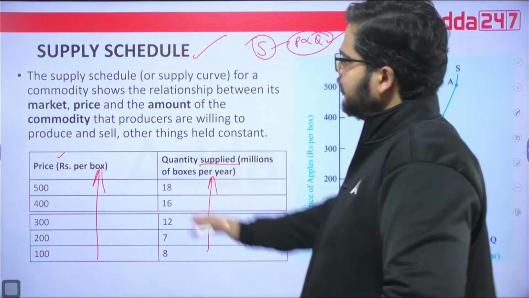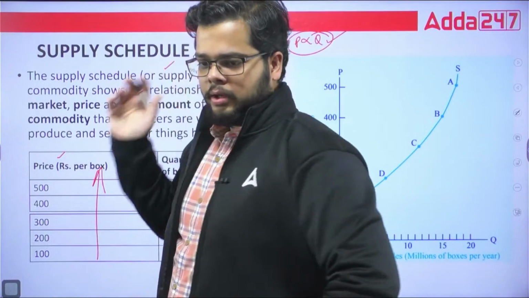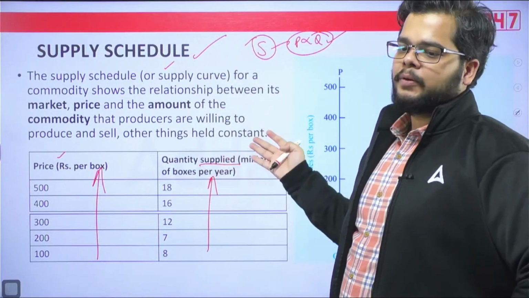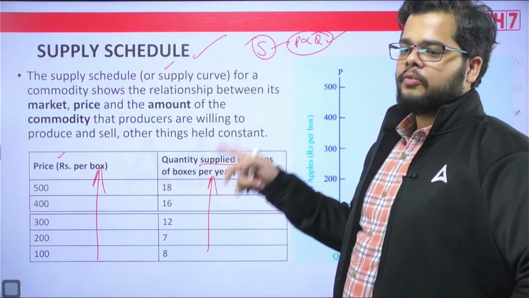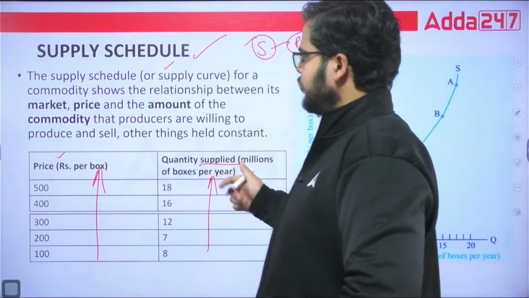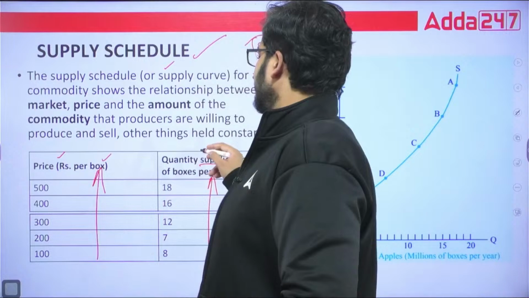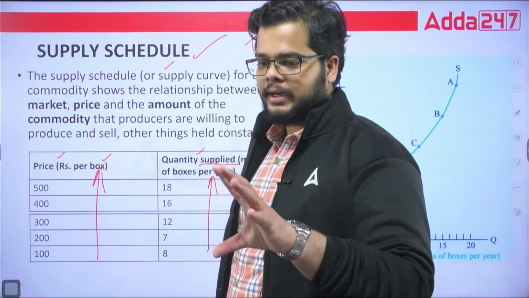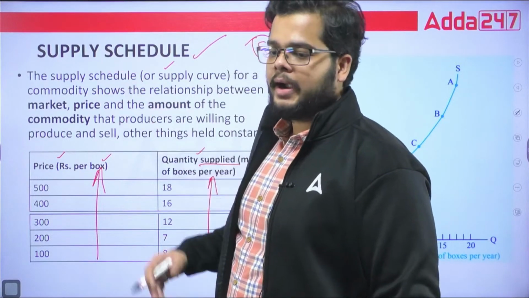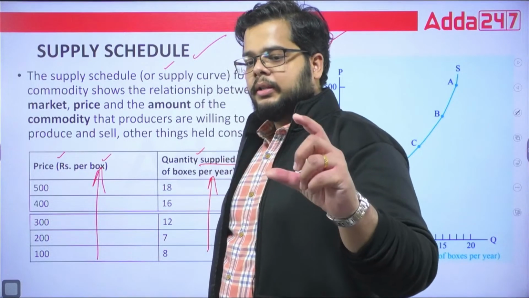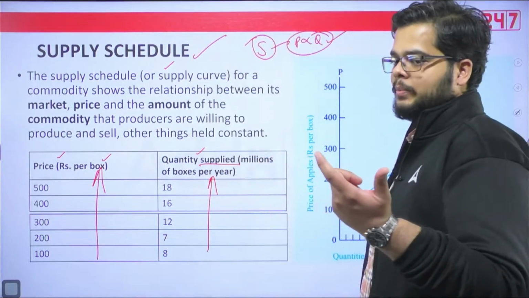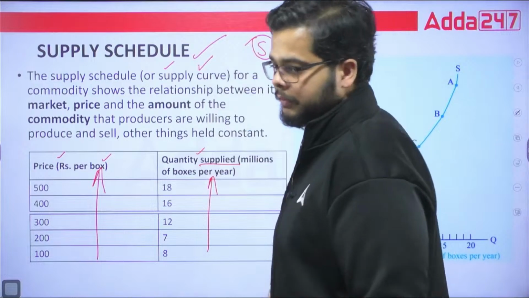You can read what is written here because it is for your reference only. The supply schedule or the supply curve for a commodity shows the relationship between its market price and the amount of commodity that producers are willing to produce and sell, other things held constant. So basically, if we are studying the direct relationship between the price of the commodity and the quantity supplied, then we are talking about the supply schedule. And if I plot the supply schedule in a graph, the concept will be named the supply curve.